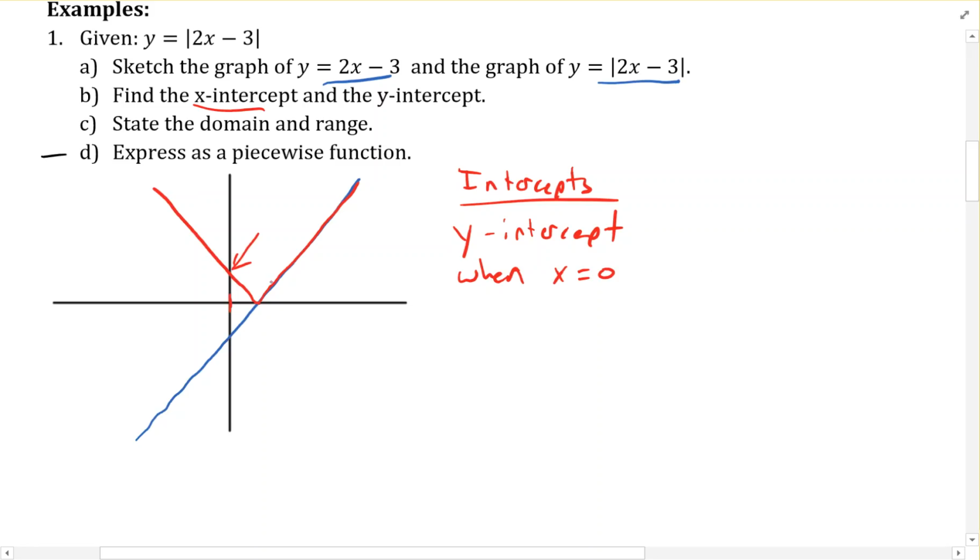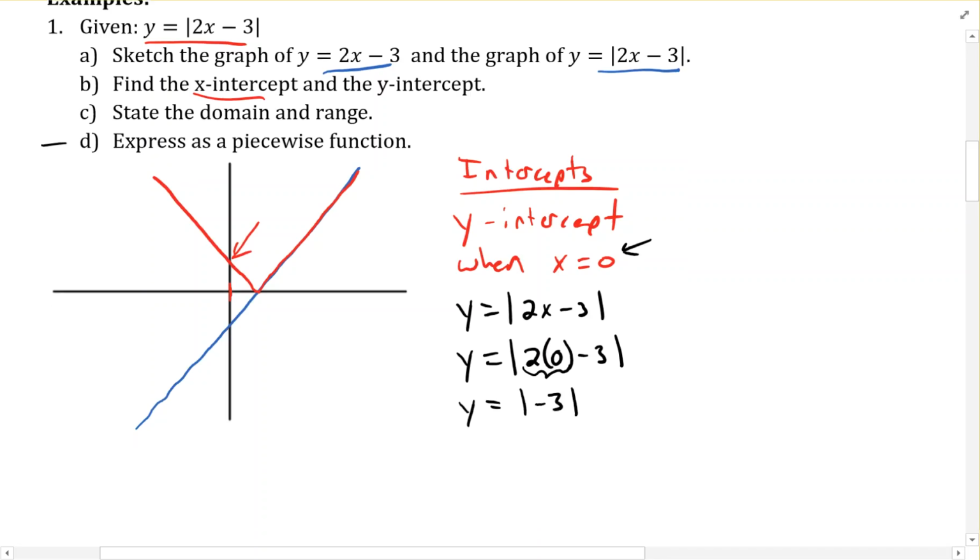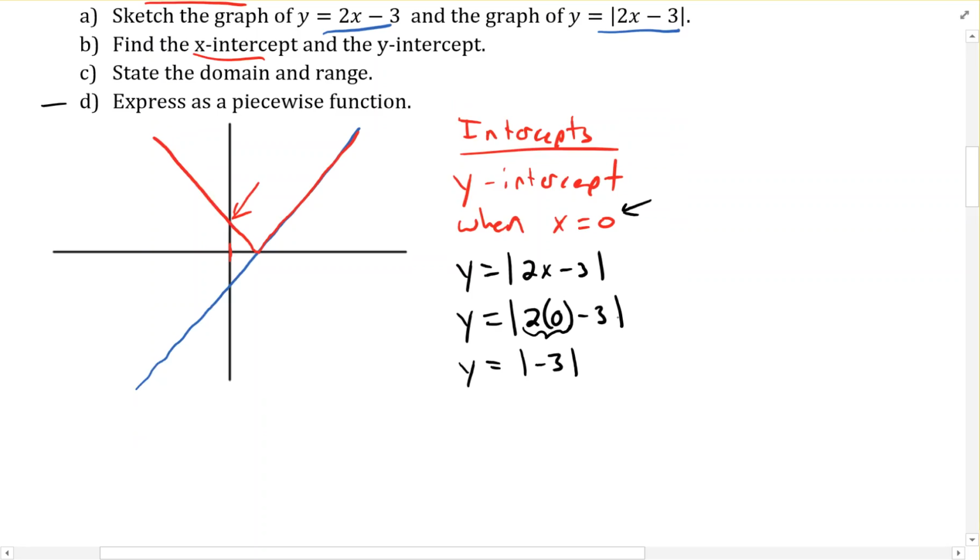So let's just put that in our equation then. Given this function, y is equal to absolute value of 2x minus 3. Now I'm just saying, okay, when x is equal to 0, so let's just plop a 0 in place of that. So let's finish this: y is equal to the absolute value of 2 times 0 minus 3. So then this is 0. So we just have y is equal to the absolute value of negative 3. And notice what we had here, right? If it wasn't an absolute value, that would have been negative 3. But since we have the absolute value, now it's this one.